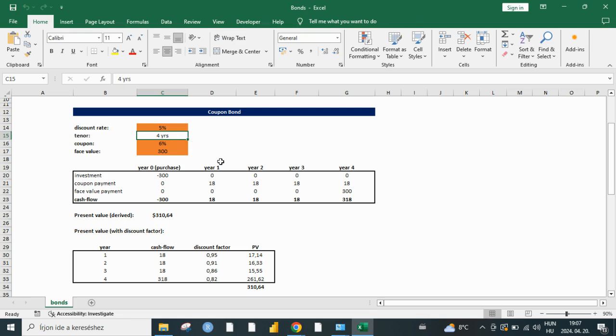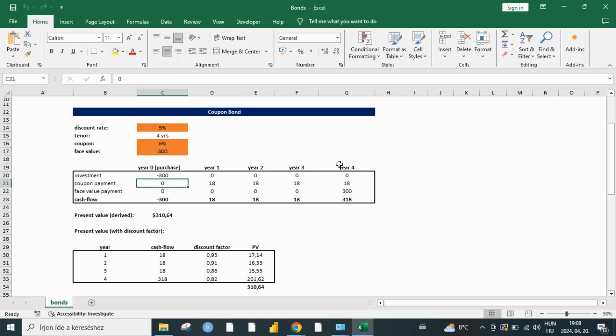The tenor is 4 years, it's unchangeable because the chart which I have created takes up only 4 years. Obviously, most bonds have a way longer tenor, but I think it's easier to oversee such credit instruments if we have fewer years to analyze. Here the coupon rate is 6%. The coupon is actually the interest rate that is paid by the issuer to the investor throughout the tenure of the loan. And the face value, which is the capital amount of the bond or the loan, is 300.